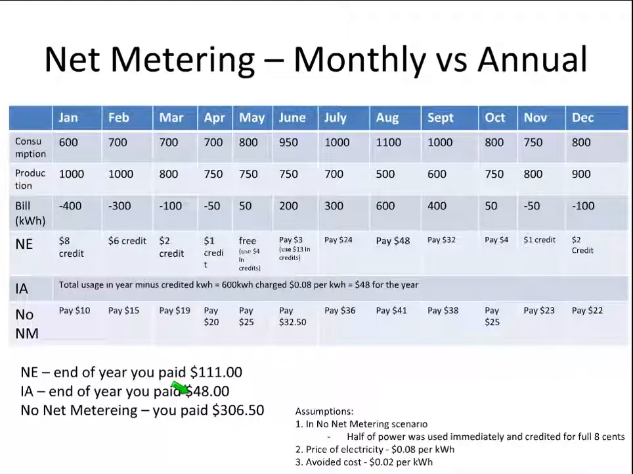I have some of my assumptions down here in the corner. But you can see that annual is a benefit over the monthly, but at the same time, any net metering policy is better than no net metering policy.